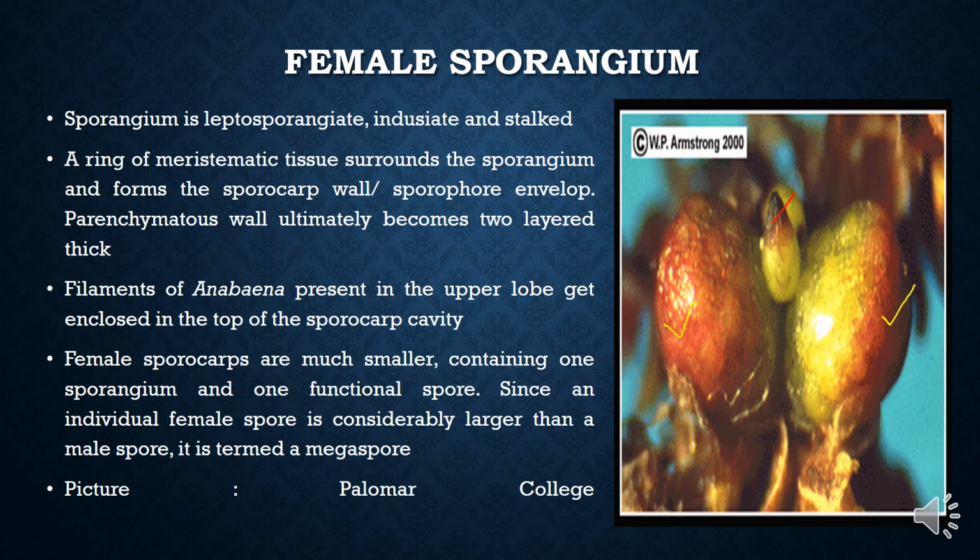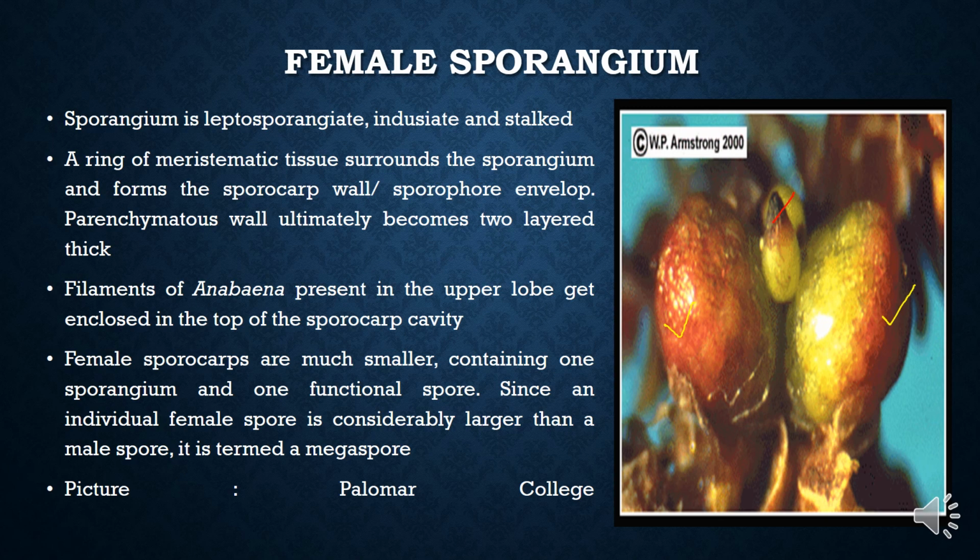So we see that the size of the male sporangium is much larger than the size of the megasporangium, that is the female sporangium, which I have pointed in red. Just because the female spore, the megaspore, is much larger than the microspore, the sporangium that contains the megaspore is called the megasporangium. Otherwise, the megasporangium is much smaller in size as compared to the microsporangium.